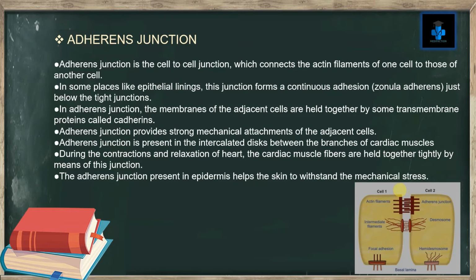Adherence junction is present in the intercalated discs between the branches of cardiac muscles. During the contraction and relaxation of the heart, the cardiac muscle fibers are held together tightly by means of this junction. The adherence junction present in epidermis helps the skin to withstand the mechanical stress also.